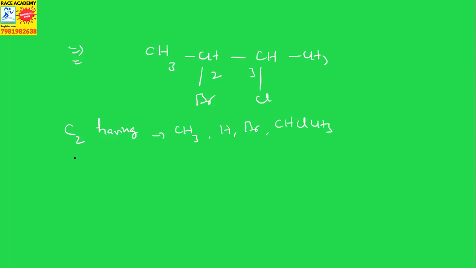And about the C3 carbon, if you check it, what different groups of atoms are there? It has a methyl group, hydrogen, chlorine, and CH3Br also. Such a substance, how we will represent its configurations and all, we will check it.